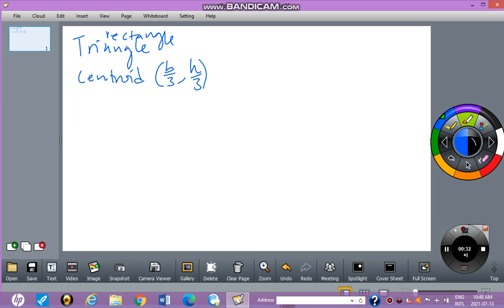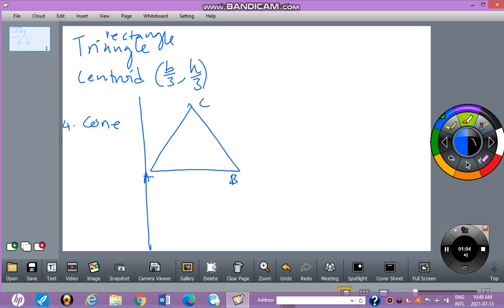Now, the last one is a cone. Not really the last one, we have now a cone, number 4. Okay. How do we sketch a cone? We sketch it like that. It's in the form of a cone. If we consider what is at the bottom of it, you can say A, B, C. You can also say that this one is H, and this one is our base.